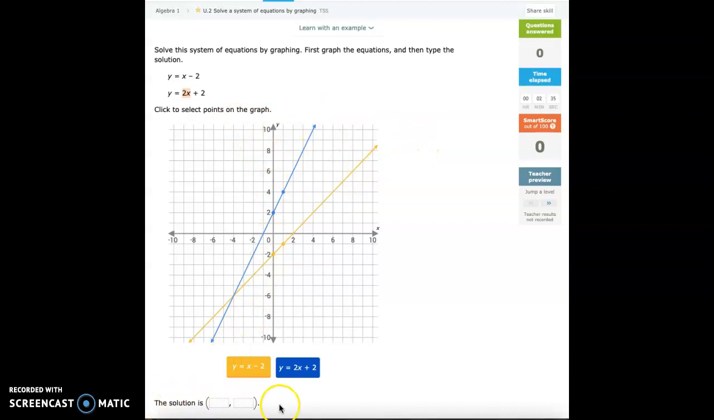Now, the solution of a system of equations by graphing is where they intersect, where they cross. So here I see I'm at -4, -6. So my answer is -4, -6.